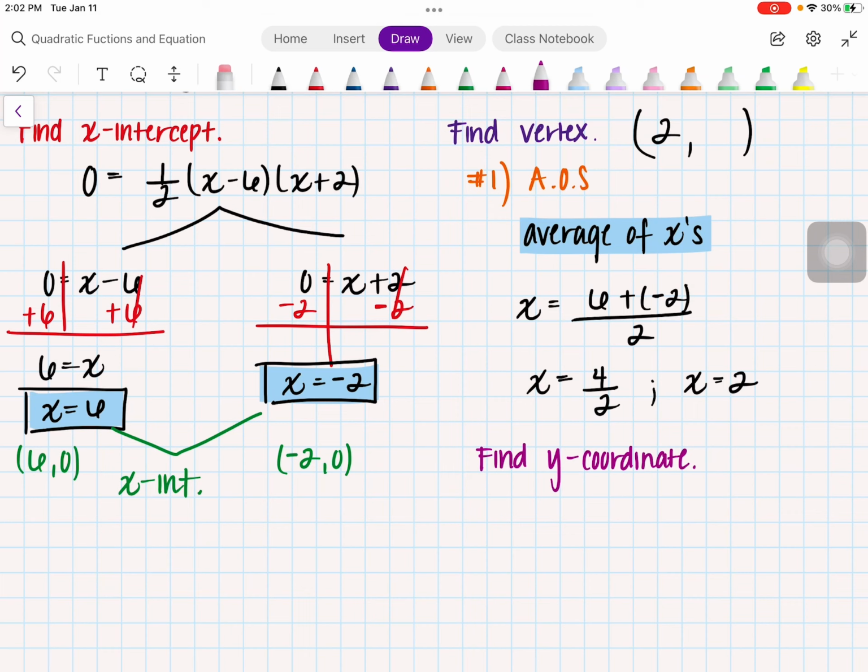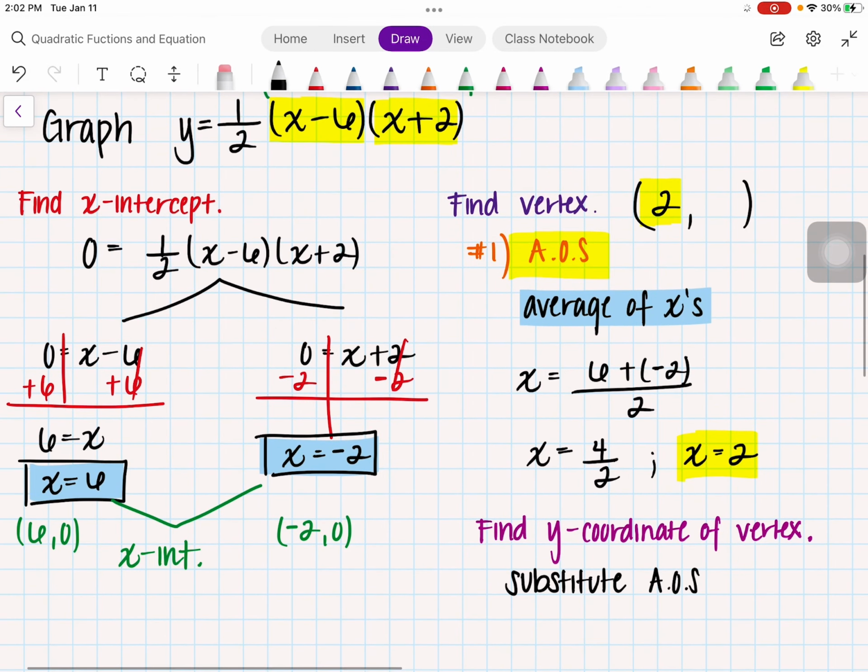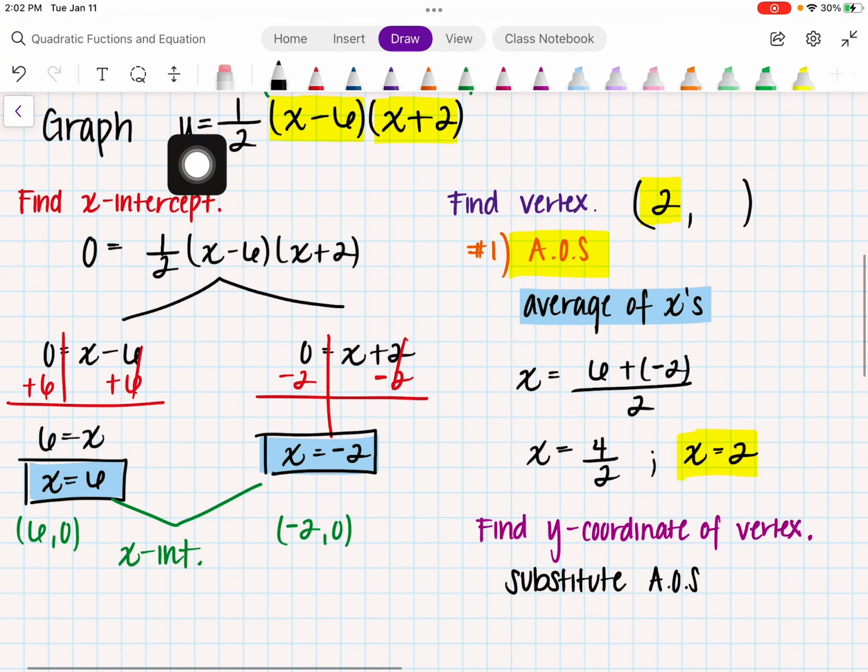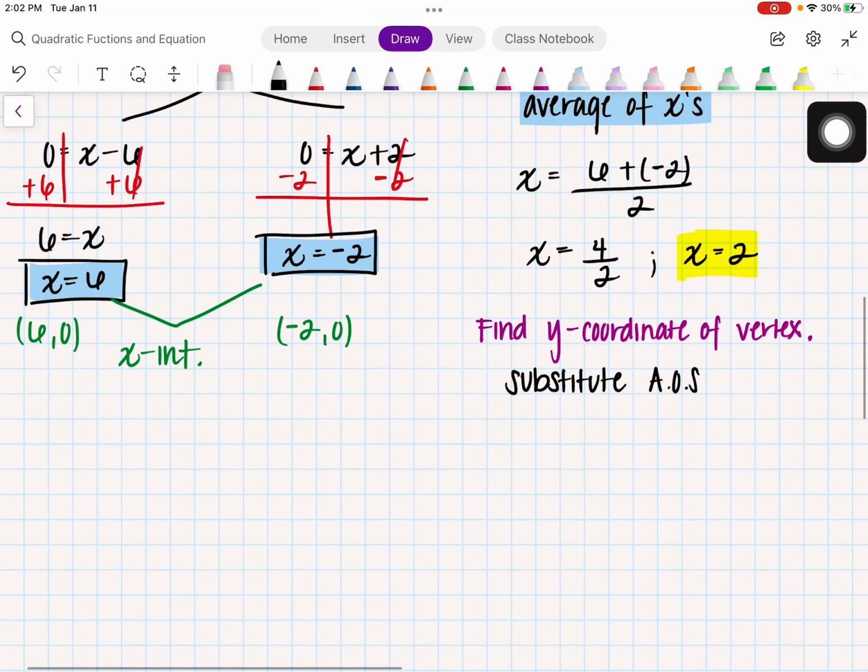And I know this might seem like a lot of work, but once you get the hang of it, it's pretty simple. So if we want to find the y coordinate of the vertex, we do have to do some substitution. Because we found our axis of symmetry to be 2, it's also the same value as the x in the vertex. So we have to substitute the axis of symmetry into our original equation, which is the one we have up here.